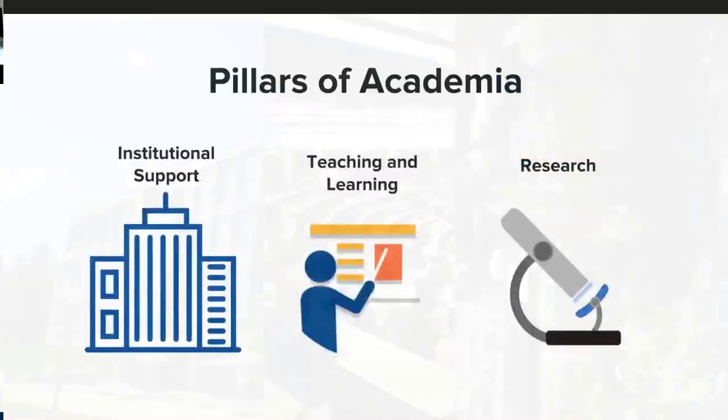Let's dive right in. So really there are three pillars of academia, at least when it comes to IT and the areas of IT. This is your support or central IT, teaching and learning, which Chris will be able to talk a lot more about than I can, and then research.